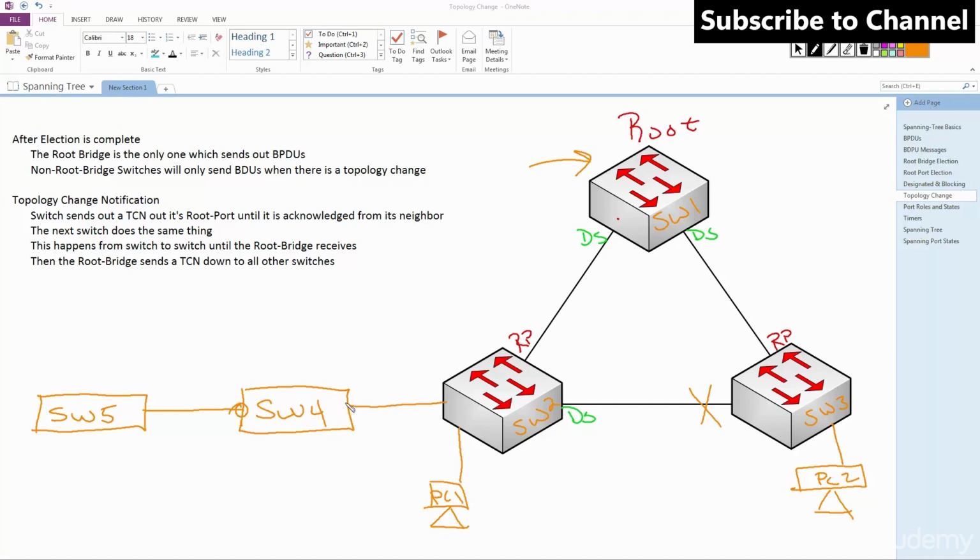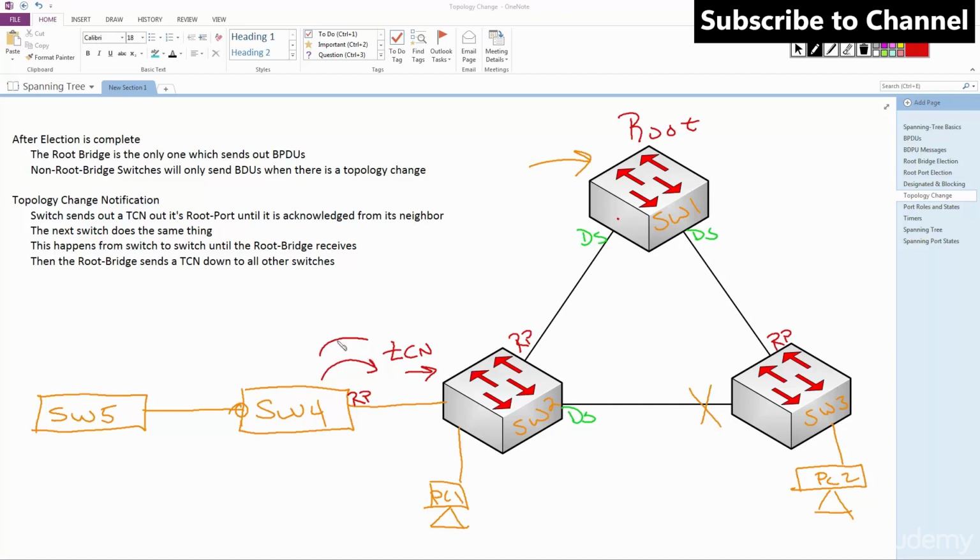And now switch 4 needs to let somebody know. Who do you think switch 4 is concerned with? He's only concerned with letting who know? The root bridge. How is he going to get to the root bridge? His root port. This is one of the reasons why the root port is very important. The root port is the path to get to our root bridge. So he's going to send over to switch 2 what's called a TCN message. This is the topology change notification.